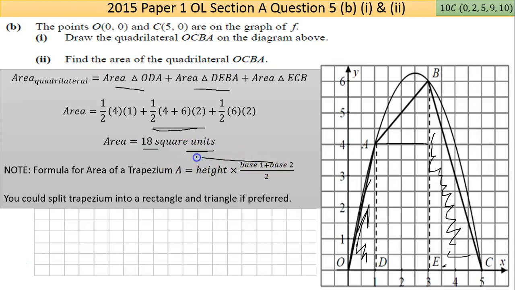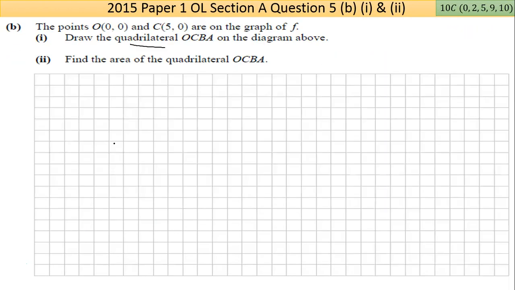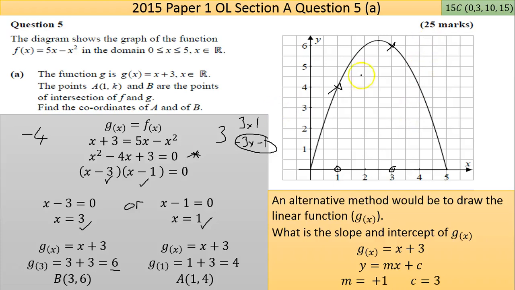If you read down, I've actually explained where I got that area of trapezium formula. And okay, that's part B, part 2. That's question 5. So part A, and that must be worth 15 marks. So that's a lot of marks. And that's question 5. Okay, thanks very much.